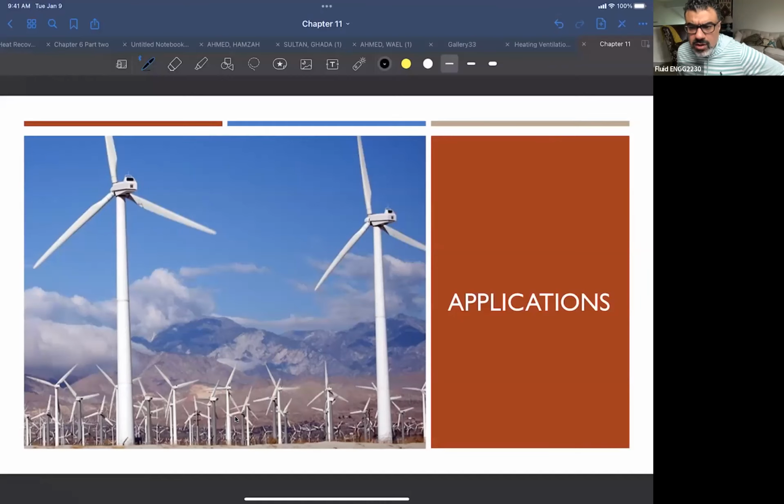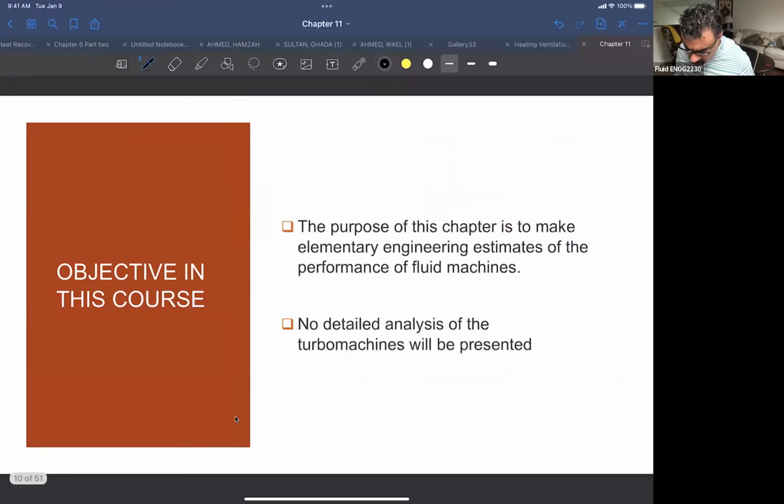So turbo machines, or rotating equipment, can be either creating this flow energy or using the flow energy to convert it to mechanical energy. So the purpose of this chapter is talking about how we can do some basic engineering estimates for the performance of this machine, power requirements.